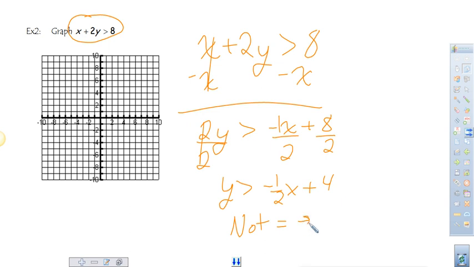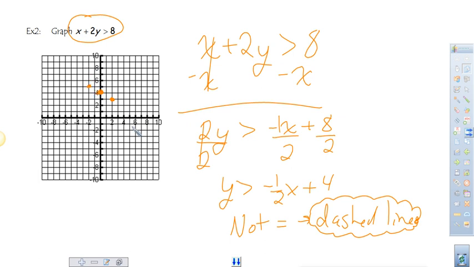So this is going to be a dashed or a dotted line. Just keep that in mind. We've got plus 4, my y-intercept. My slope is -1/2. I know that my graph needs to go down. So if I go down 1, I'm going to have to move over 2 to make sure it has that negative slope. If I went up 1, I would have to go to the left 2 to force it into that negative slope.